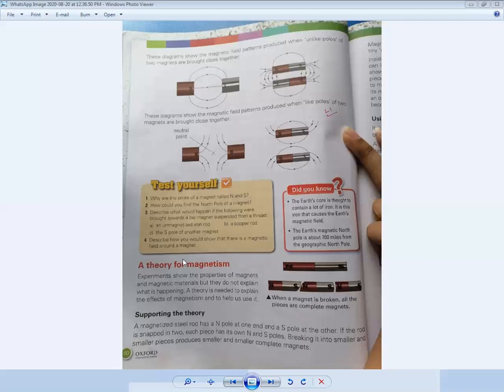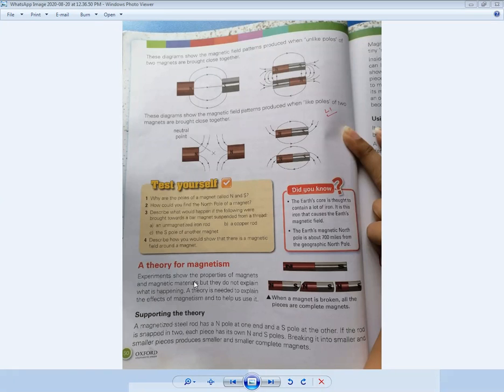Now come to a theory for magnetism. I hope from this information your topic of magnetic field has ended. Now we will discuss a theory for magnetism. At the start of the chapter, I told you magnetism is a mysterious force which is produced between magnets and among magnets. Now we will discuss this theory with the help of different experiments.